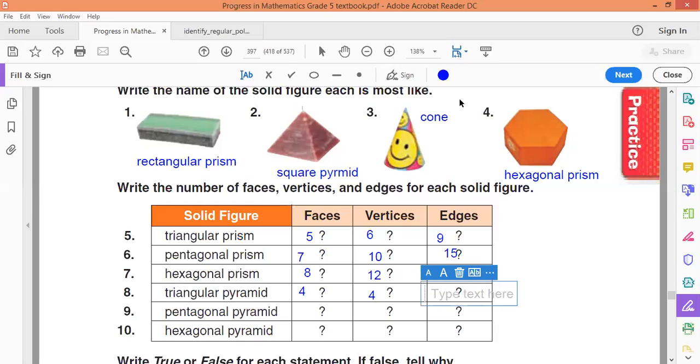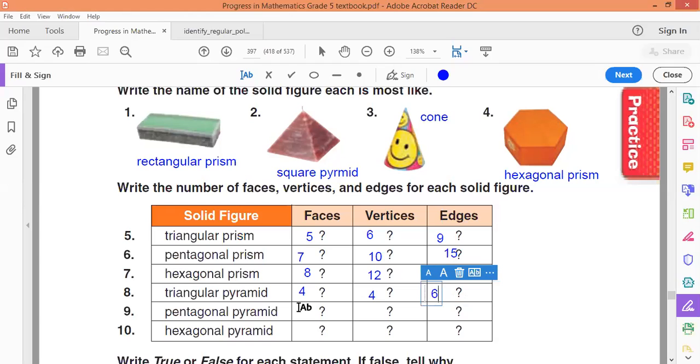Let me count. 1, 2, 3, 4, 5, 6. It will have 6 edges.